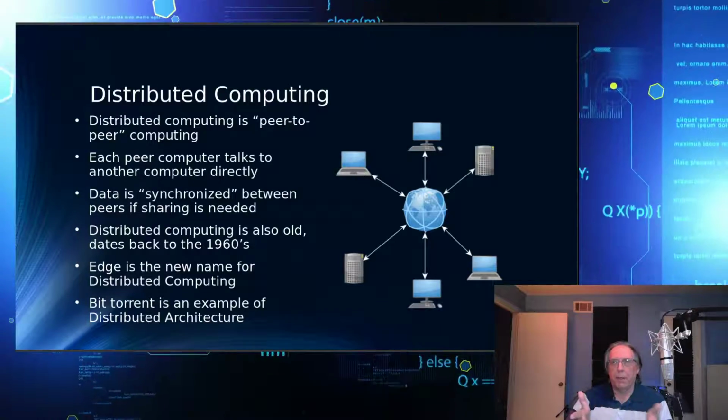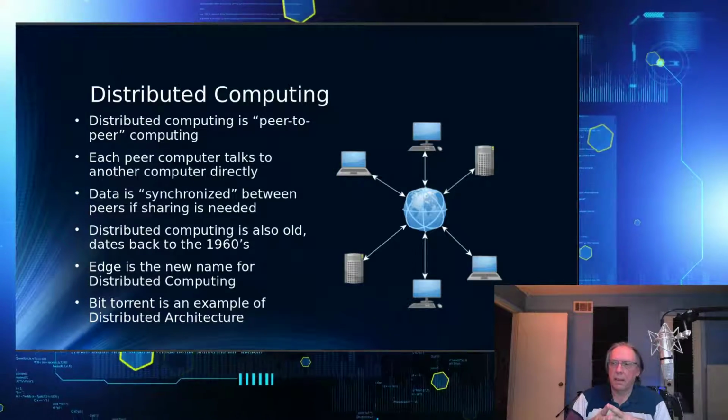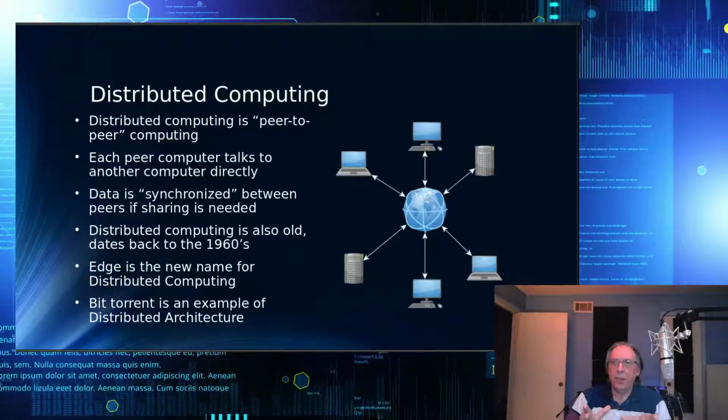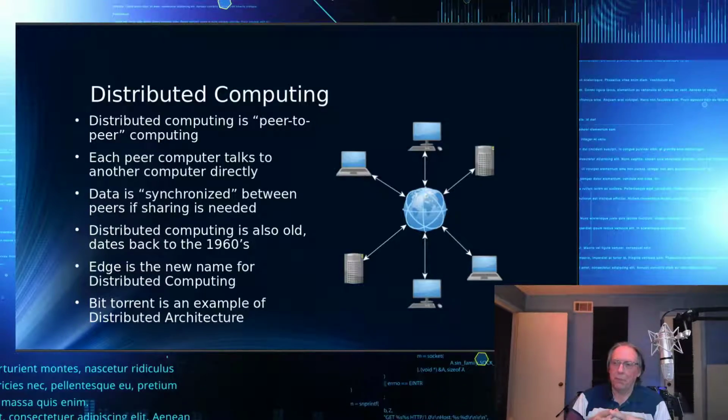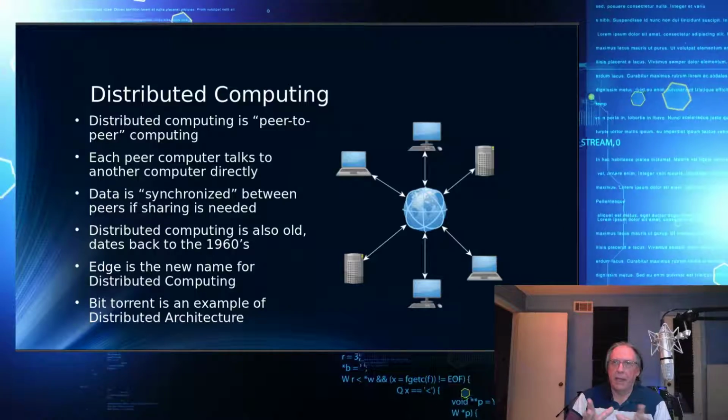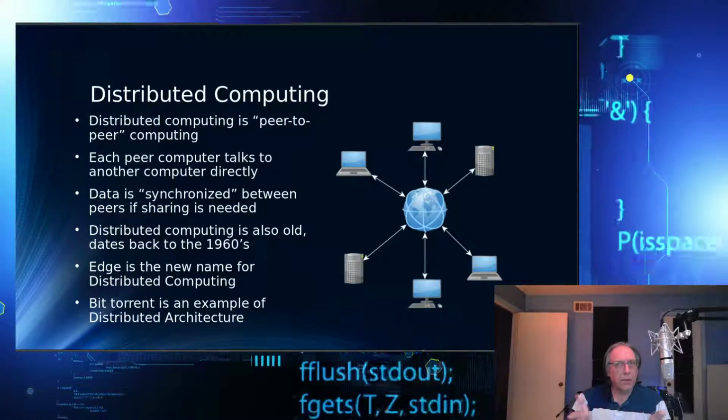And distributed computing is also old. It goes back to the 1960s. Edge is the new name for distributed computing. And a good example of distributed computing is, of course, BitTorrent.